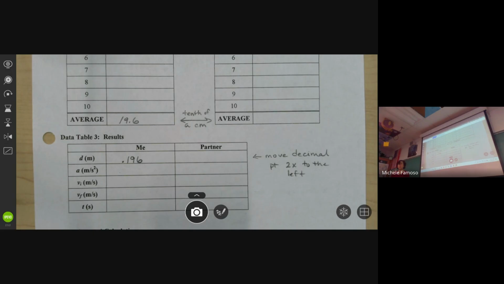Yes or no? Okay. So now let's talk about what the acceleration is of that meter stick. What's the acceleration of the meter stick after you let it go? Hold on a second.